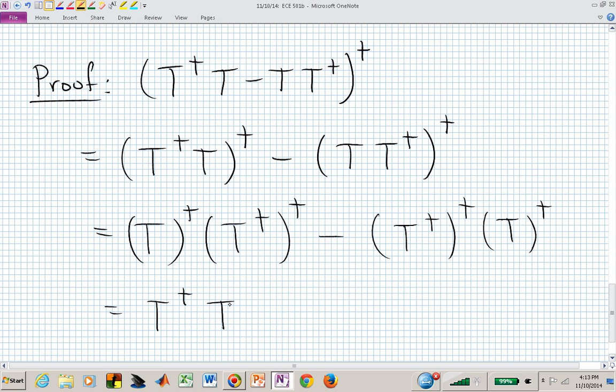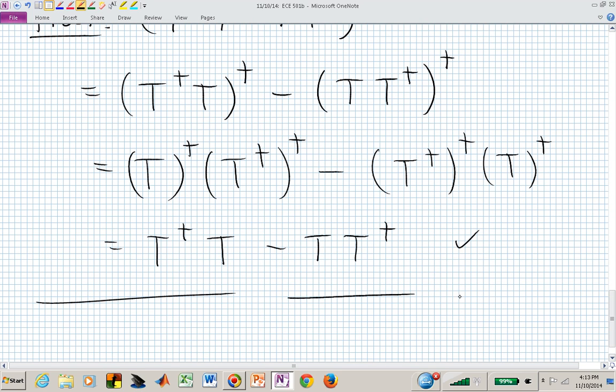And if we recall that the adjoint of the adjoint is just the original operator, we now have T dagger T minus T dagger, and that's actually what we started with prior to taking the adjoint. And so now we have the adjoint equal to itself, and that's what we needed to show. That T dagger T minus T dagger viewed as an operator is self-adjoint.